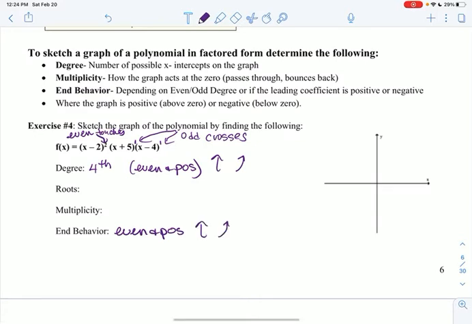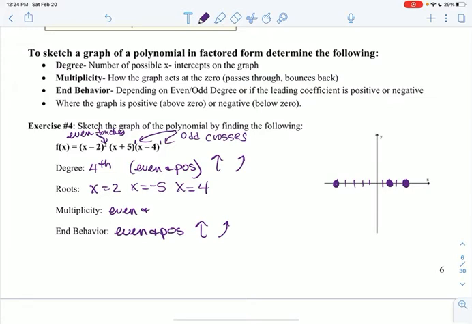What are my roots? So my roots are going to be x equals 2, x equals -5, and x equals 4. So those are my roots. So let's go here. 1, 2, 3, 4, 5. 1, 2, 3, 4. And 1, 2. All right. So for the multiplicity, I've got even and odd going on.